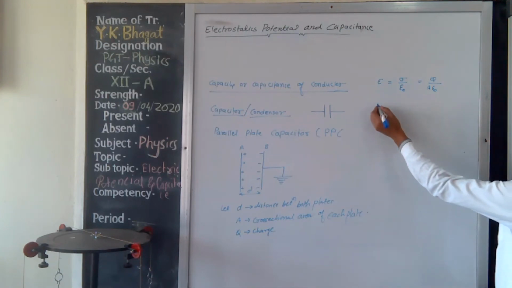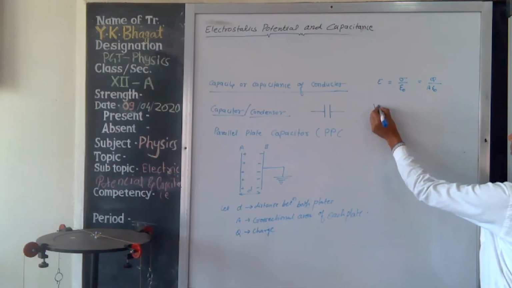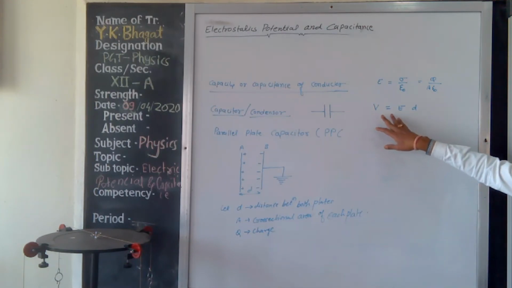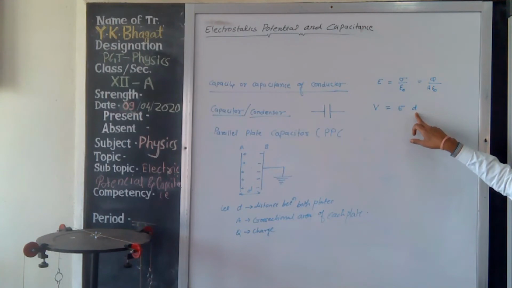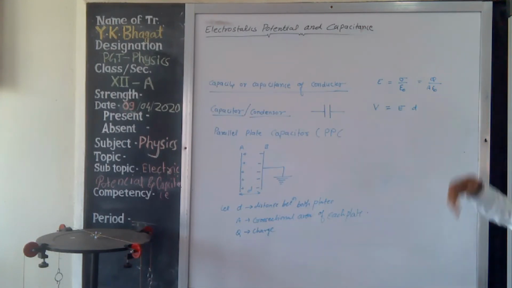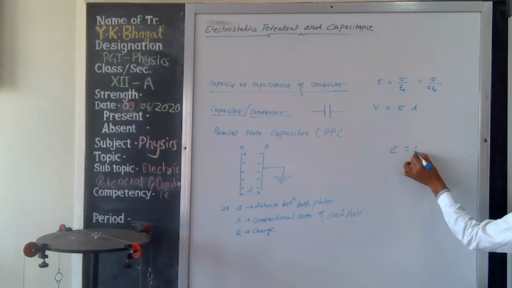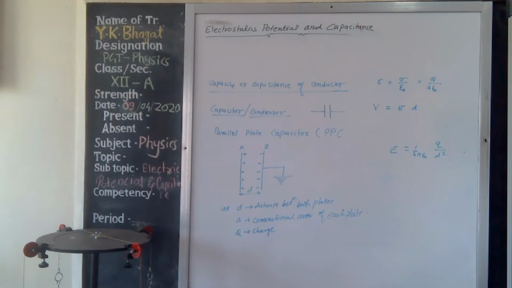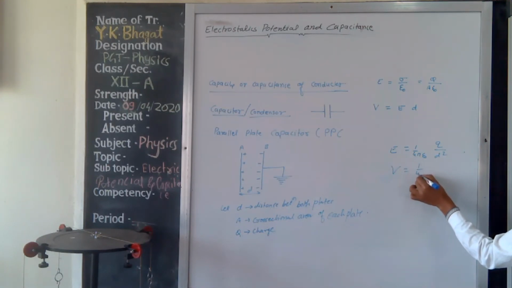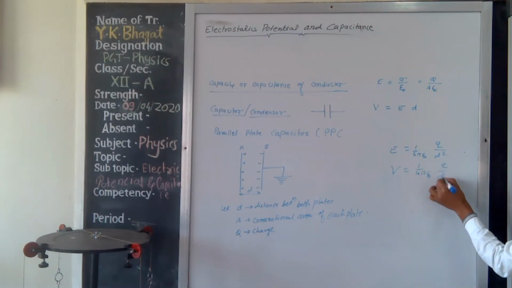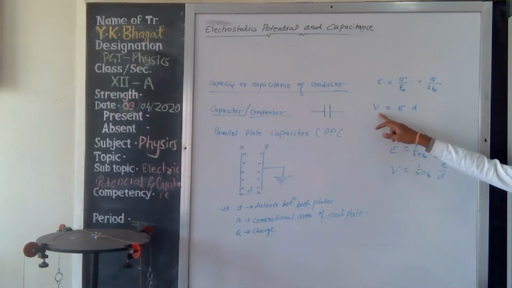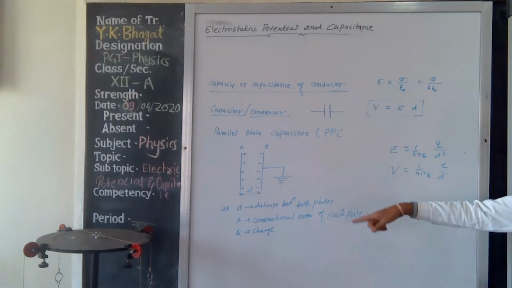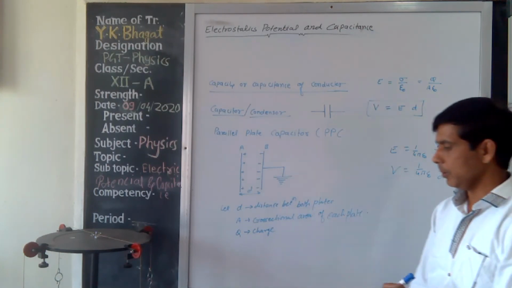Again we know that potential V equal to E into D. Electric potential is equal to intensity into distance. In a previous chapter we observed that E equal to 1 upon 4 pi epsilon naught Q upon D square. Suppose D is the distance. V equal to 1 upon 4 pi epsilon naught Q upon D. By dividing them we get this. That is the important point to derive this expression V equal to ED.